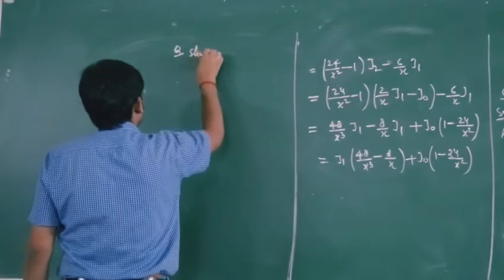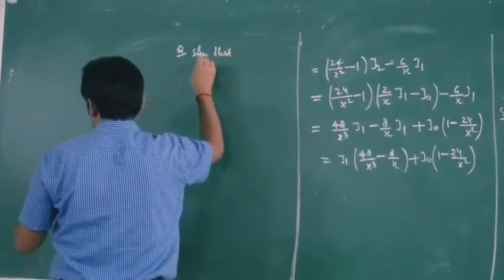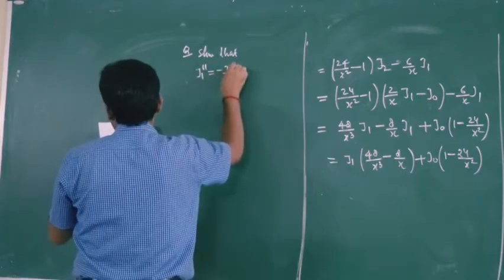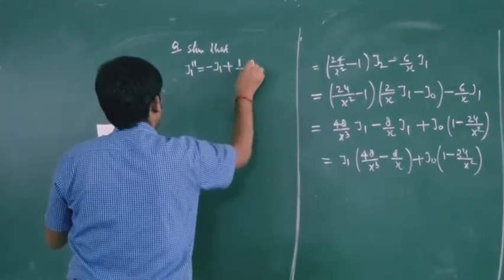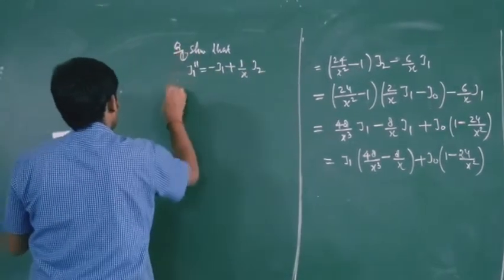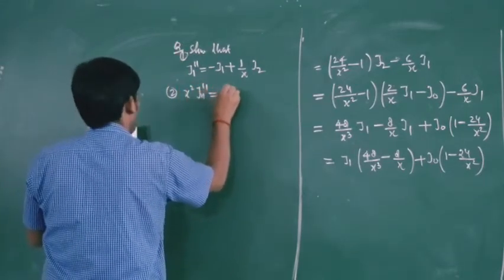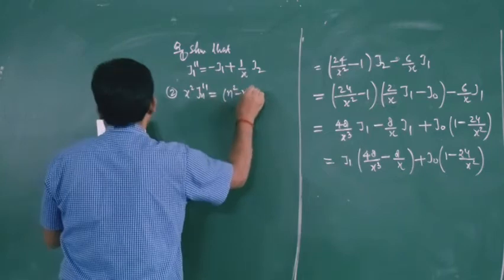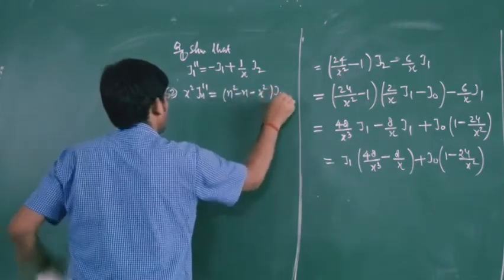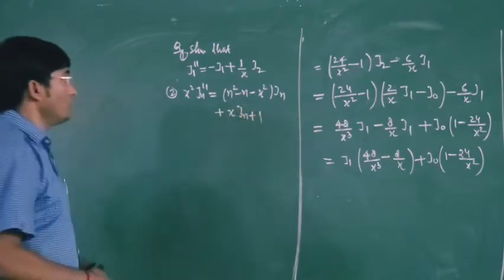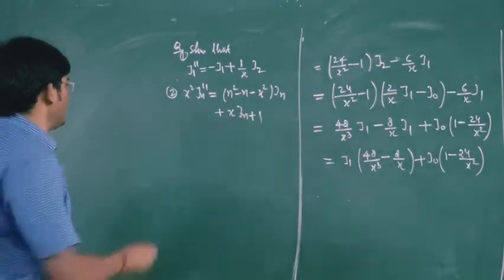show that J1 dash is equal to minus J1 plus 1 upon x into J2. Then this is your first part. Then prove that x square Jn double dash is equal to (n square minus n minus x square) Jn plus x into Jn plus 1. So let us prove these two parts.